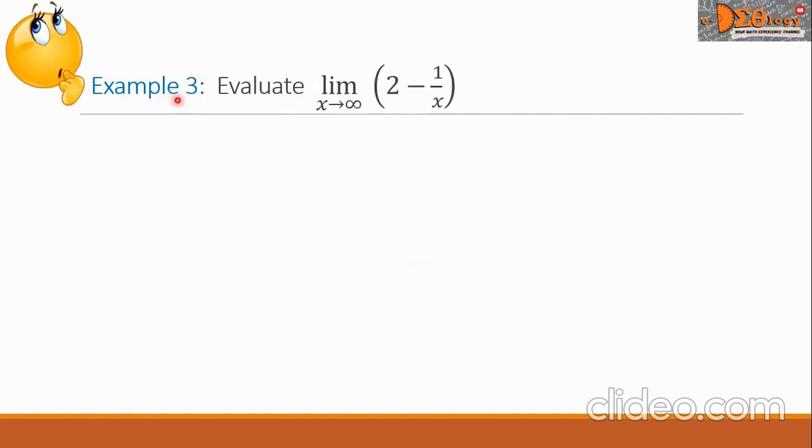Let us have example 3. Evaluate the limit of the function 2 minus 1 over x as x approaches infinity. We write again our problem here, and by limit law, we can take the limit of each term of the function. So we have the limit of 2 as x approaches infinity minus the limit of 1 over x as x approaches infinity.